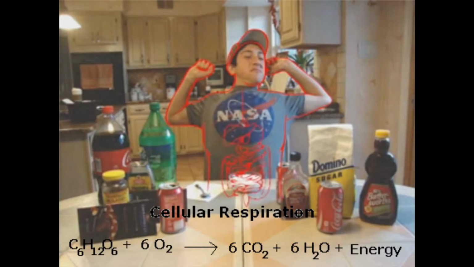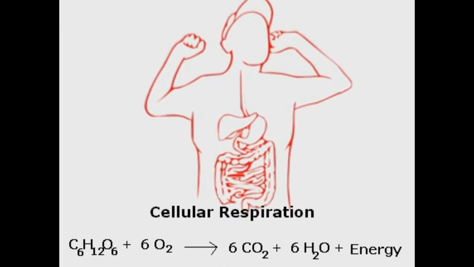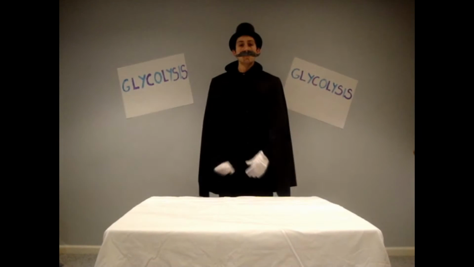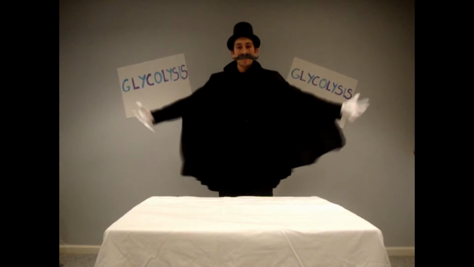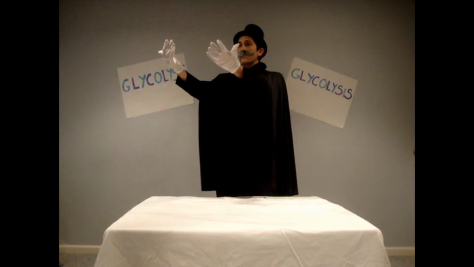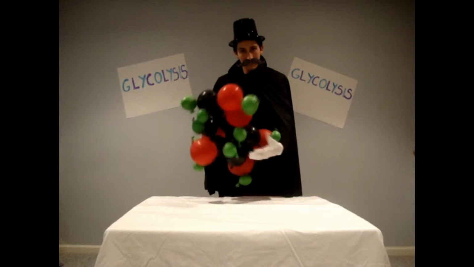via cellular respiration. Pay attention now. We're about to begin. The first step of cellular respiration is glycolysis. Glycolysis is the step in which glucose is broken in half. It takes place in the cytosol of a cell.